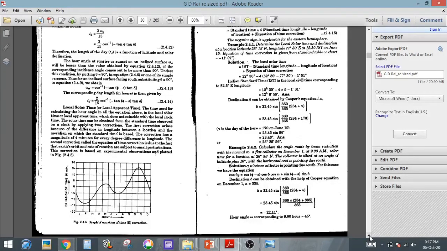Then another problem, calculate the angle made by beam radiation with normal to a flat collector on December 1 at 9 am solar time for the location 20 degree 35 minute north. The collector is tilted at an angle of latitude plus 10 degree with the horizontal and is pointing due south. Here collector is pointing due south, hence the value of gamma is 0. Again, declination can be calculated from the Cooper's equation. We can calculate the hour angle omega corresponding to 9 hour.